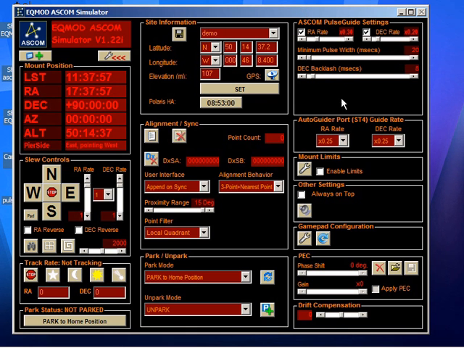And that's the settings. There are some other advanced settings, but these are the only ones that most people need worry about at all.